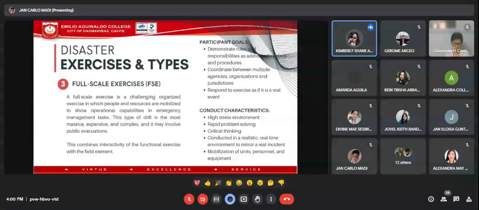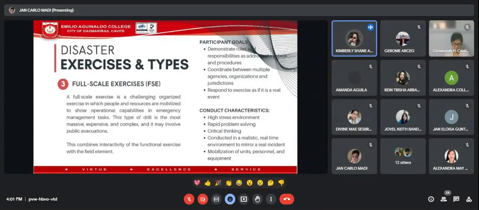So sa participant goals, una is to demonstrate roles and responsibilities as addressed in the plans and procedures. So dito kailangan bawat participant nung type ng exercise na to, alam nila yung roles nila and responsibilities. Kailangan alam nila kung paano sila mag-decide within their authority lang, tsaka dapat na naiintindihan din nila yung overall structure ng response na gagawin nila.